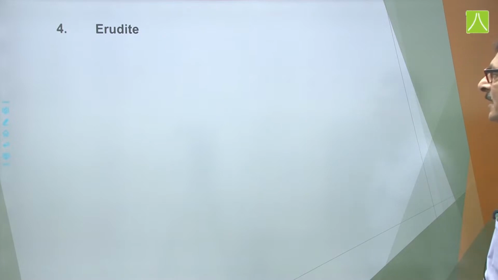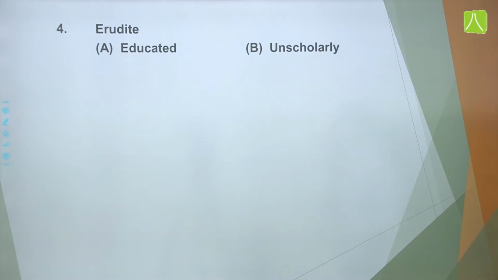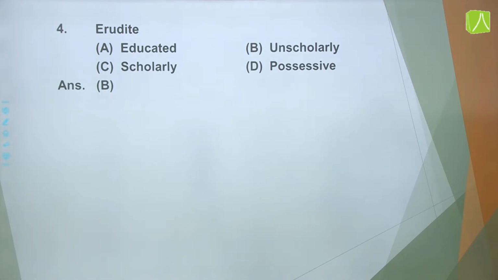Next one, erudite. Educated, unscholarly, scholarly, possessive. And the correct answer will be B, because erudite means scholar, knowledgeable, and the opposite for erudite will be unscholarly.